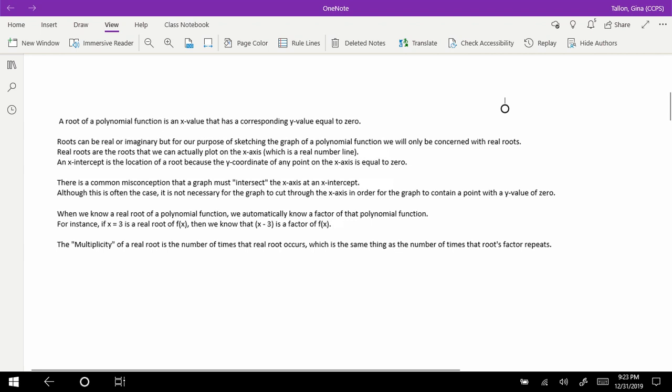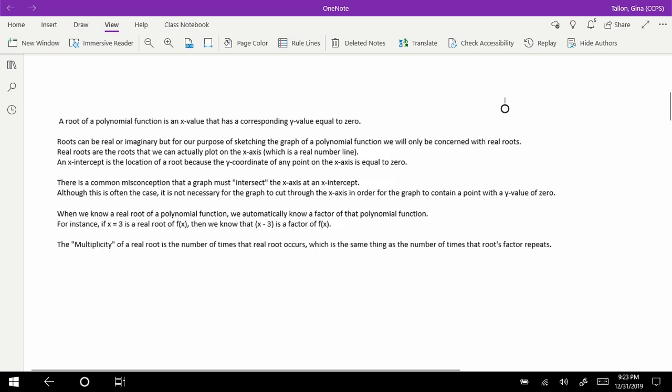But first and foremost, I just wanted everybody to understand that a root of a polynomial function is often called an x-intercept. However, that doesn't mean that the graph actually has to cut through the x-axis to be considered an x-intercept. Any point on the xy axis that has a y value of 0 is going to be considered an x-intercept. It's not an x-intersect, it's x-intercept.